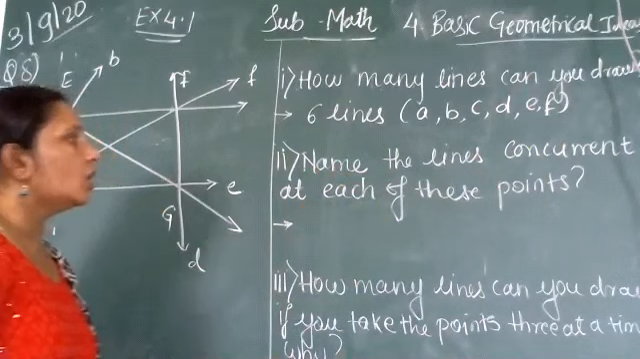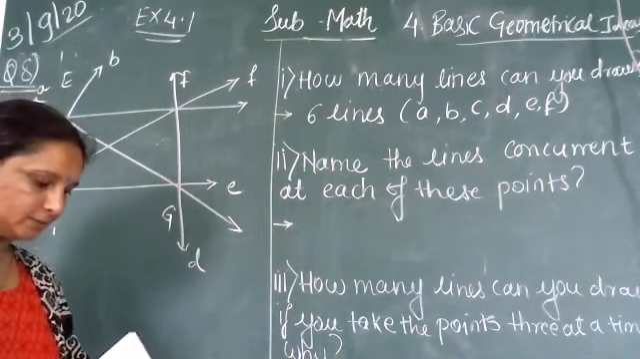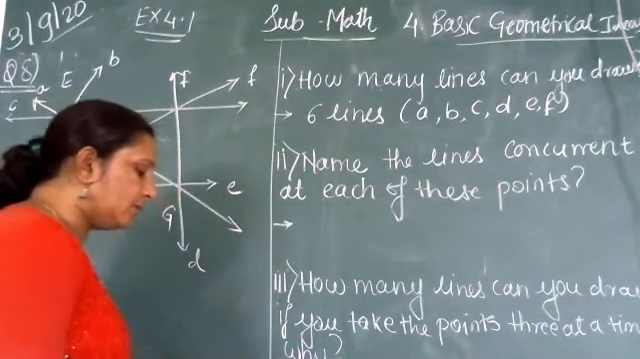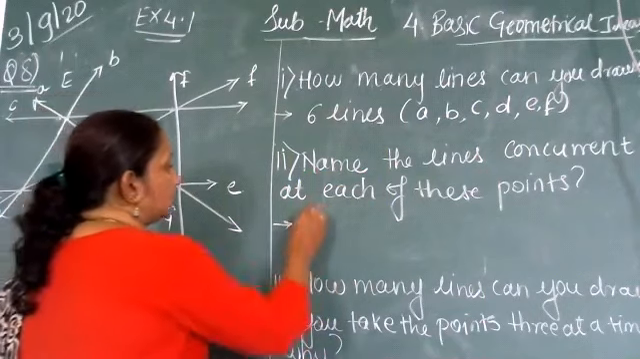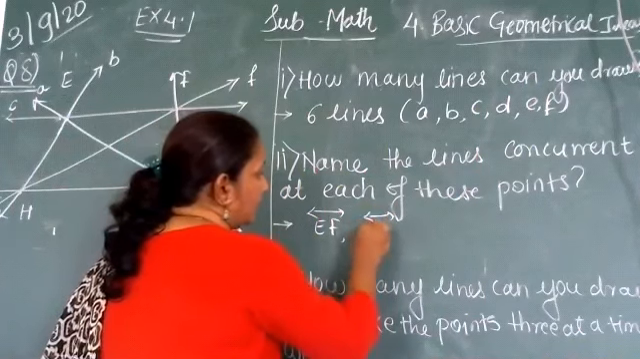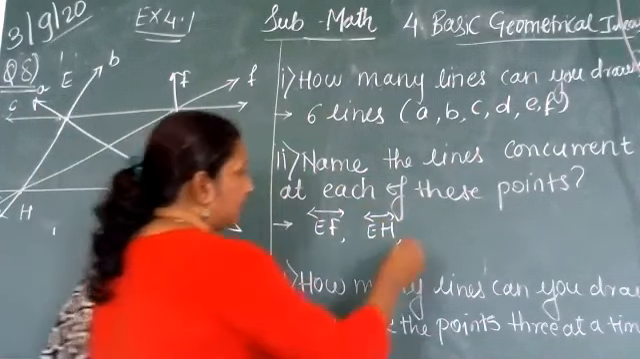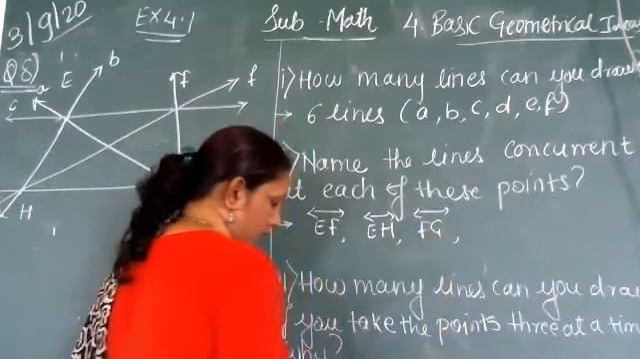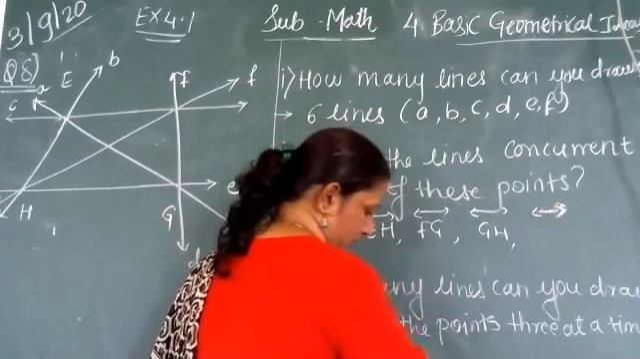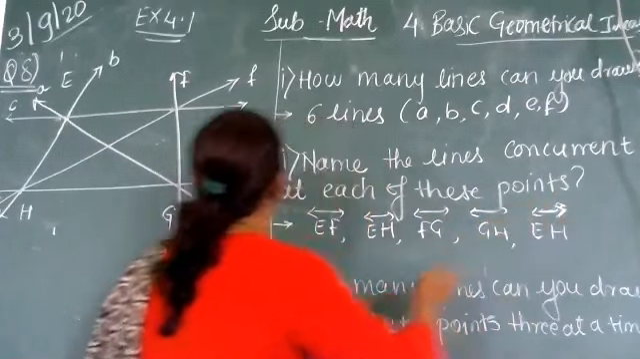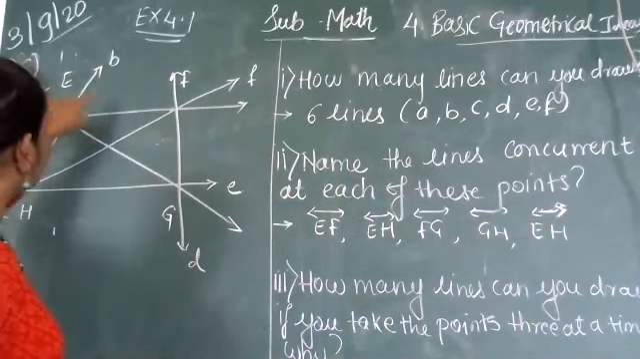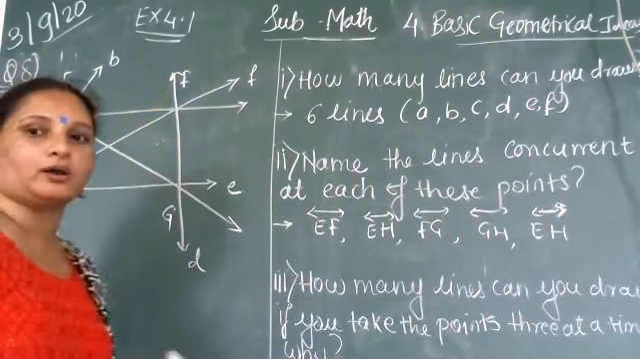Now what is the second question? Name the lines concurrent at each of these points. Concurrent means intersecting at one point, isn't it? So those are line EF, line EH, line FG, line GH and line EH. These are all the concurrent lines. Can you see here, line EH, line FG. These are all the concurrent lines.